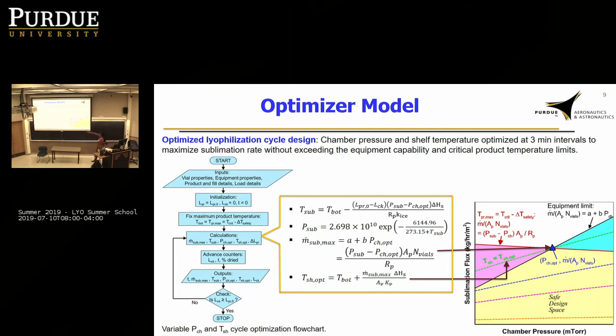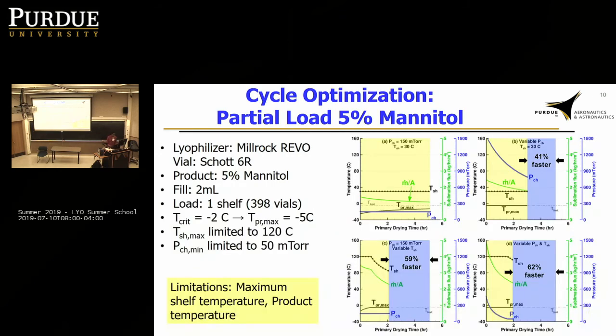So once you know that equipment capability, and then you know what product you're drying, so you know the critical product temperature, which is that red line, then you can specify minimum and maximum limits for your chamber pressure and shelf temperature, and you let the code run. So basically it's going to figure out this optimal point, that blue triangle, at every instant of time, and then it's going to give you a time variation of the chamber pressure and shelf temperature that would give you the most optimal results.